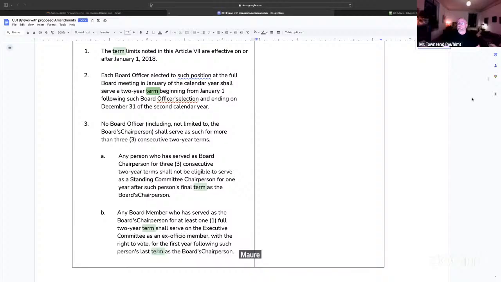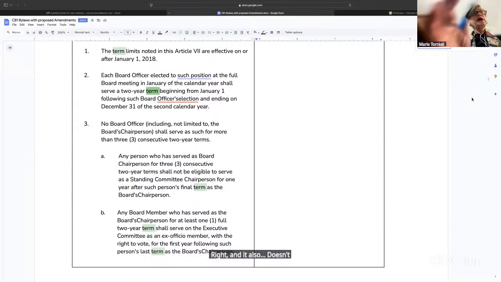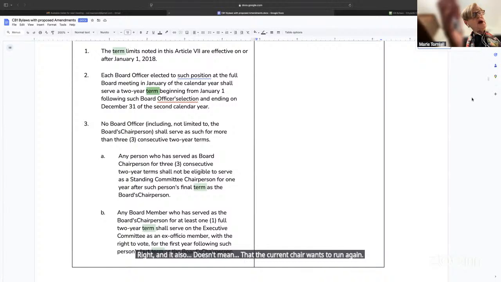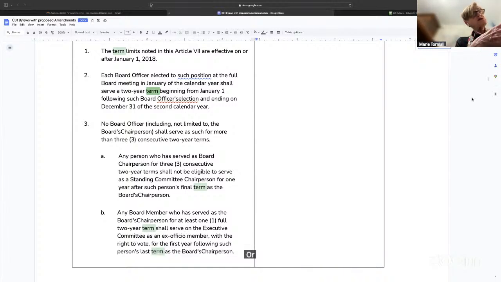Marie. Right, and it also doesn't mean that the current chair wants to run again or that someone else wants to run against them. So I think the point is moot. It really doesn't matter. They can go for 6 years if she's doing a great job, or he, or maybe somebody else will run this January. That's a possibility.